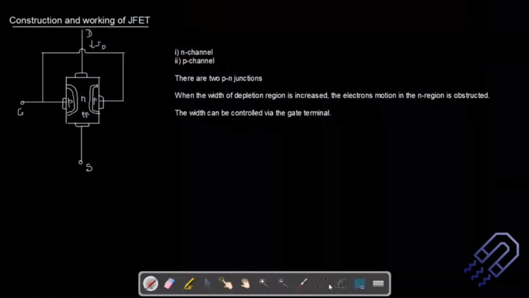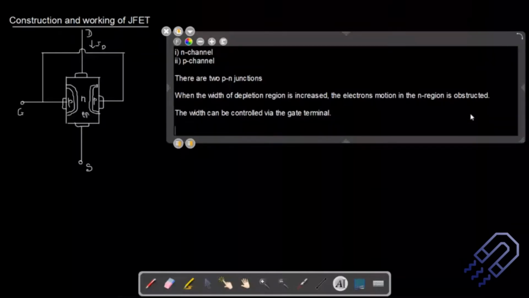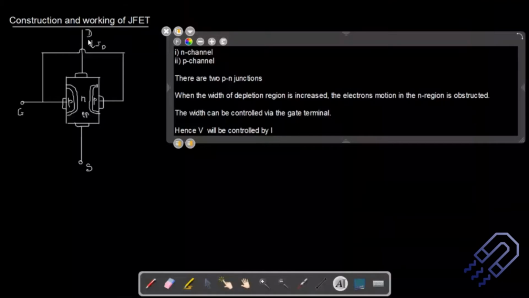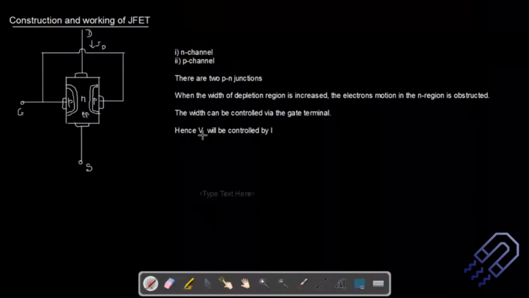You can probably write down two points here. Hence the voltage, and we are talking about the gate source voltage here, which we write as VGS, will be controlled by the drain current. The drain current that we are talking about will actually be controlled by the gate source voltage. Maybe I can just write it down here.